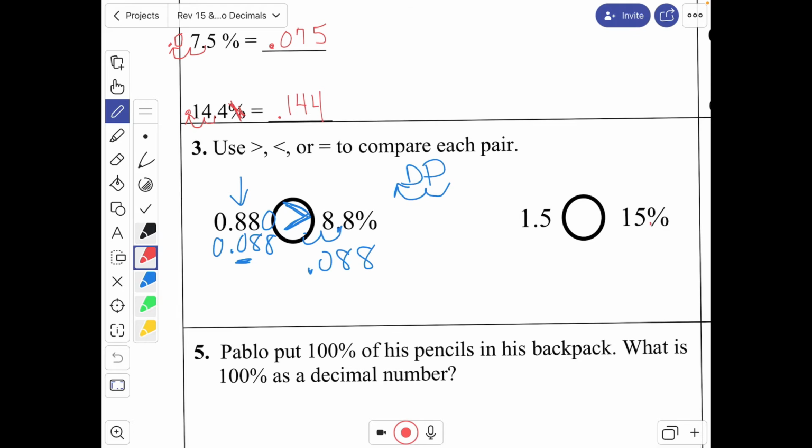Okay, the next one, I'm going to move the decimal 2 spaces to change that percent to a decimal. That would make that 0.15, 15 hundredths. Well, if you think of it like money, $1.50 is a whole lot more than 15 cents. So again, we need a greater than sign.